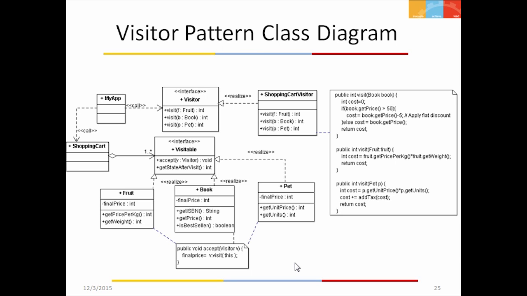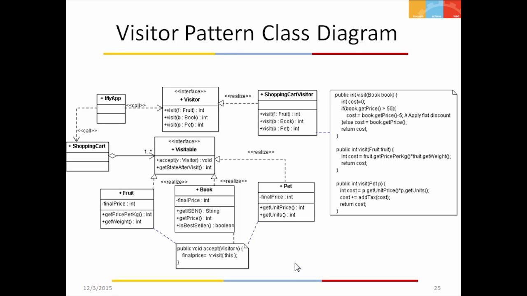The visit method is the one that's going to visit a visitable object, and this visitable object which can be visited has a method called accept. So it accepts a particular visitor, and it can reveal its state after the visit.